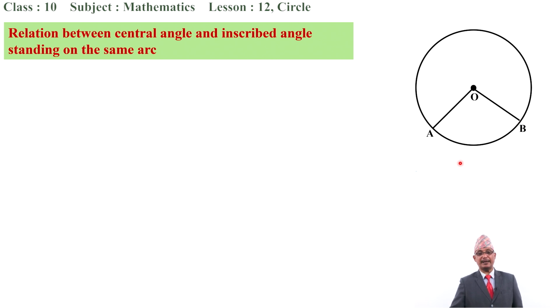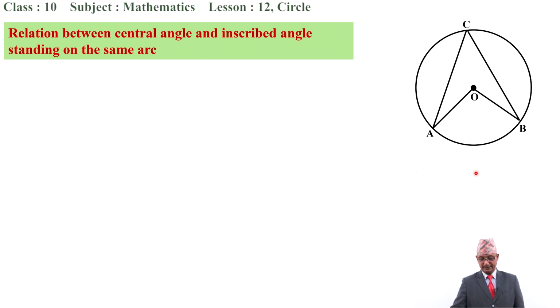Similarly, to get the inscribed angle standing on the same arc AB, now take a point C anywhere. You can take point C here, here, or anywhere, except the arc AB portion. So we have taken point C. Now with the help of ruler and pencil, join AC, then join BC. Now ACB is the inscribed angle standing on the arc AB, whereas AOB is the central angle standing on the arc AB. Now what is the relation between these two angles?